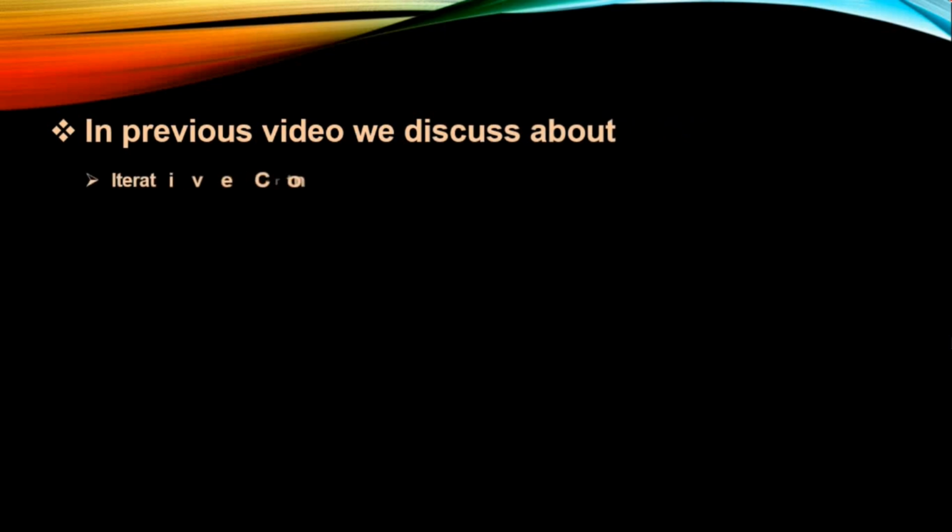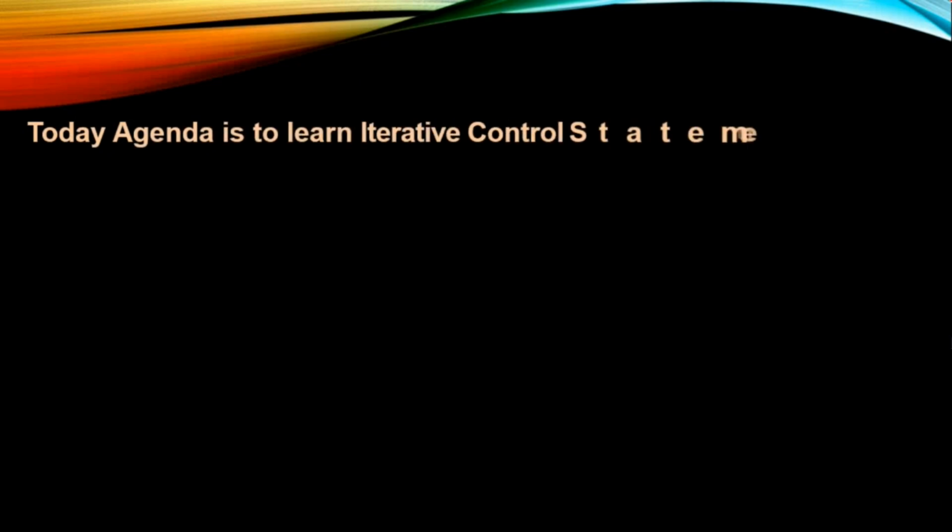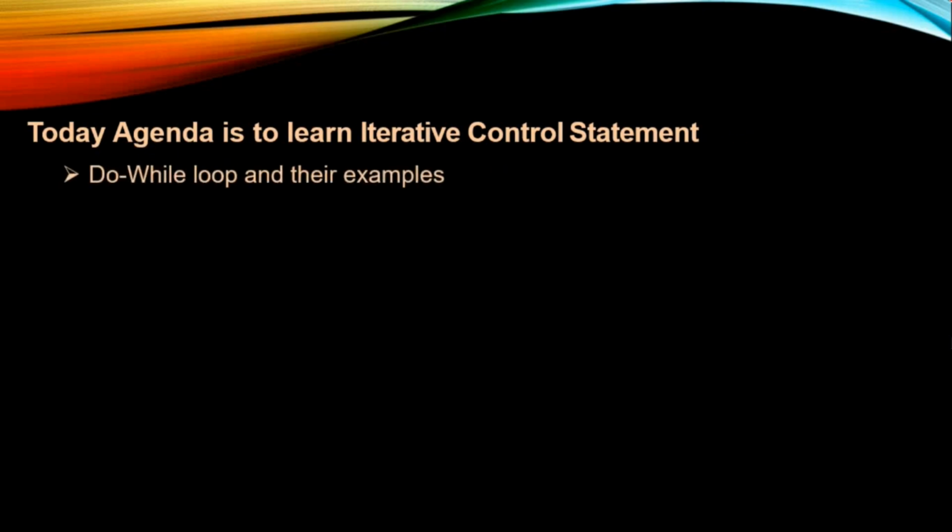In the previous video, we discussed the iterative control statement, the while loop, and their examples. Today's agenda is to learn the iterative control statement, the do while loop, and their examples. Second one, do while loop.